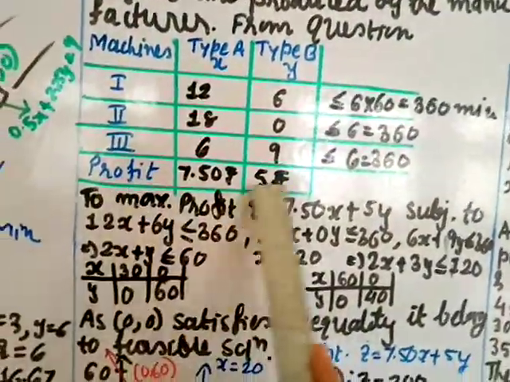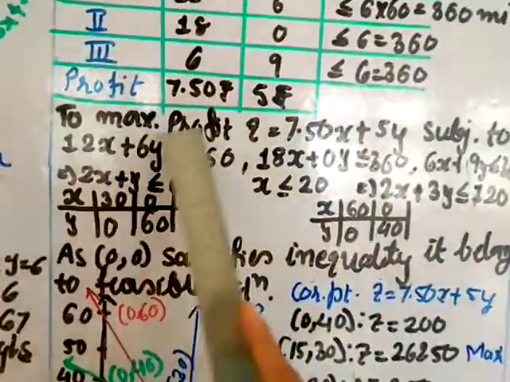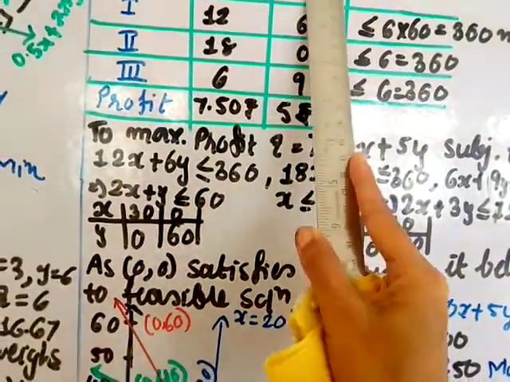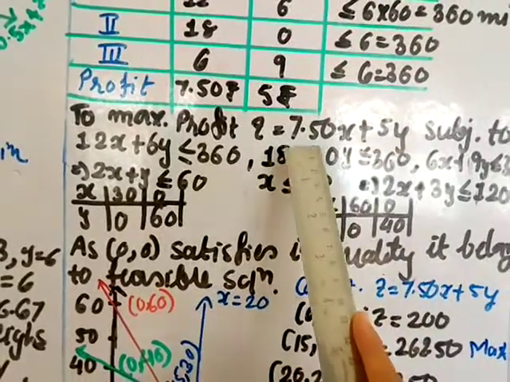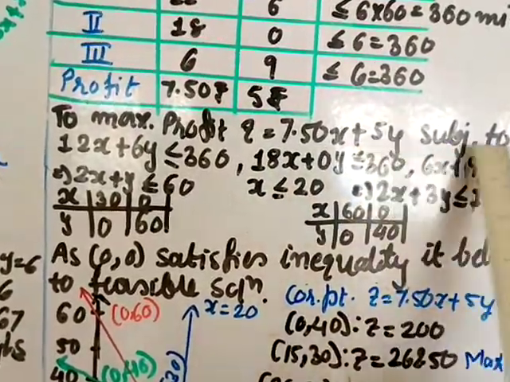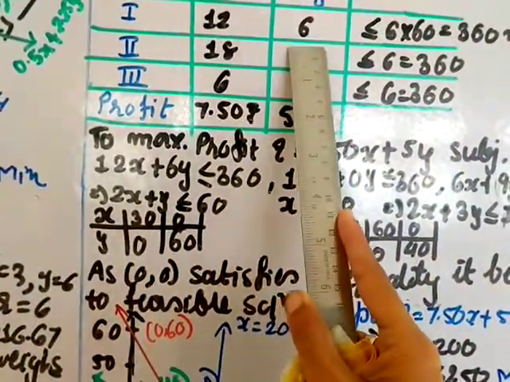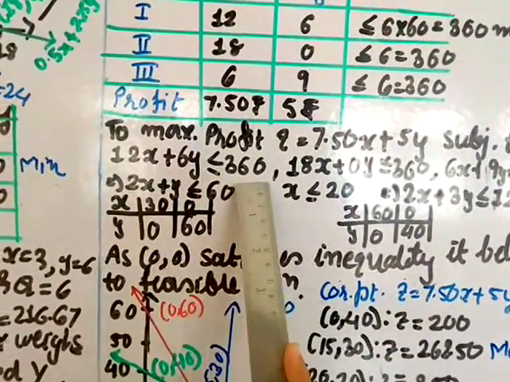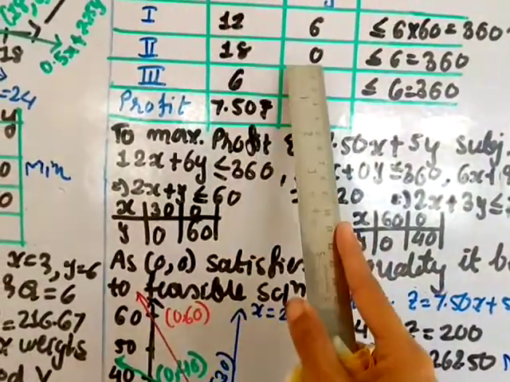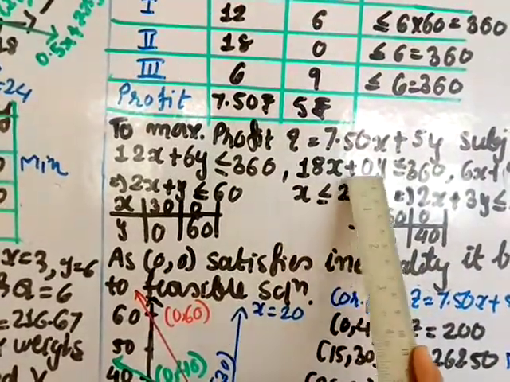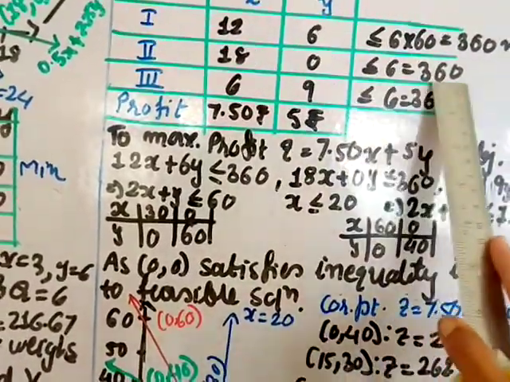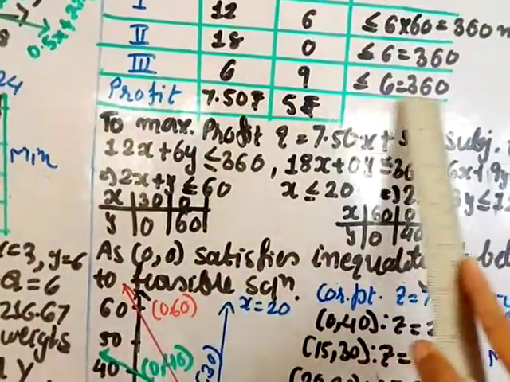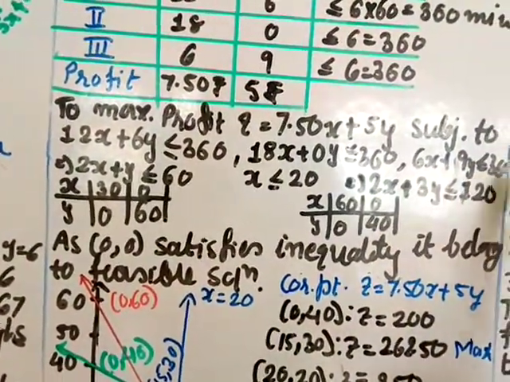Now we have to maximize the profit. So to maximize profit, Z is equal to 7.50 into x plus 5 into y, that you have to maximize, 7.50x plus 5y subject to the conditions. First is 12x plus 6y less than or equal to 360. I have written here 12x plus 6y less than or equal to 360. Same way 18x plus 0y less than or equal to 360. Then 6x plus 9y less than or equal to 360.